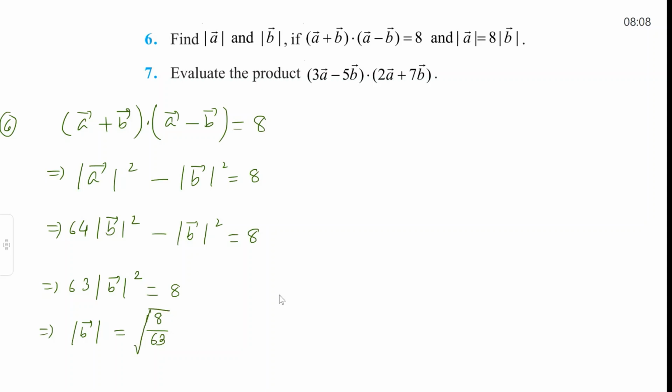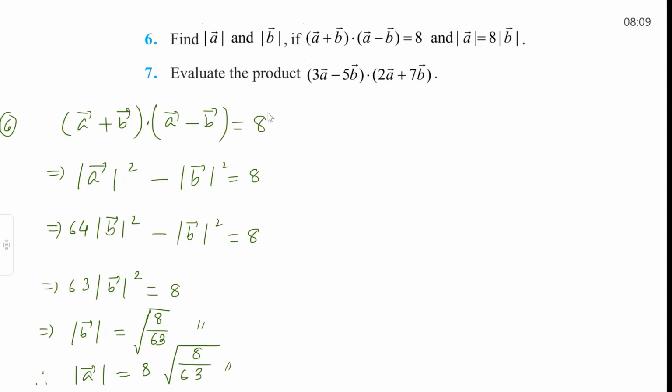And what about the second one? Therefore modulus a bar will be equal to 8 times modulus of b, so it is 8 times of root over 8 by 63. So this is the first answer and this is the second one.